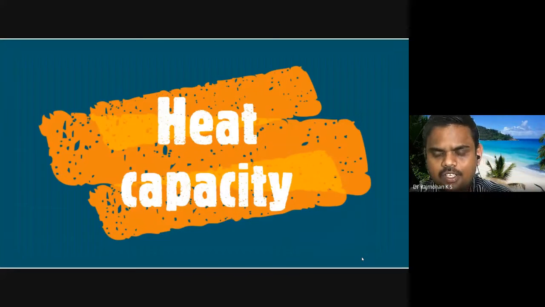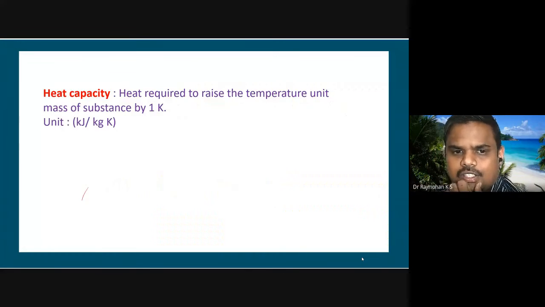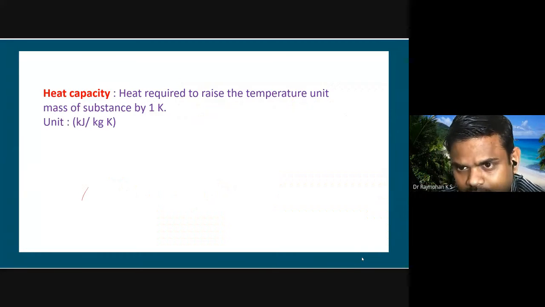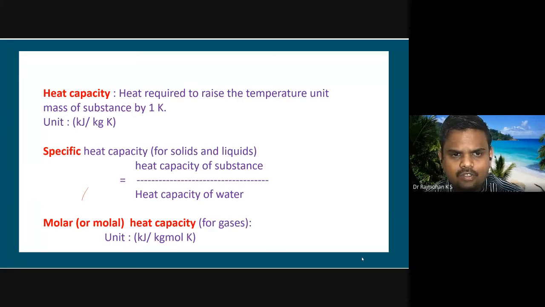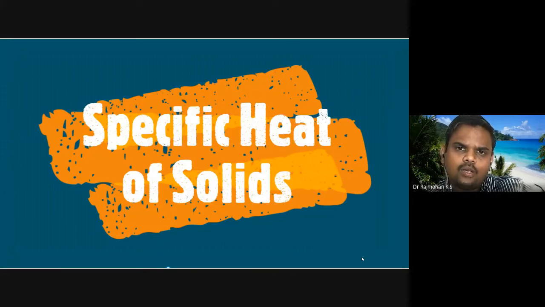We have already seen what is heat capacity. It is the heat required to raise the temperature of unit mass of a substance by 1 Kelvin. If you take a ratio of heat capacity with water as the reference, then it is specific heat capacity, and molar heat capacity is if you are taking the weight of the substance on a molar basis, mole of the substance. Okay, so how to determine specific heat of solid substances or metal alloys.